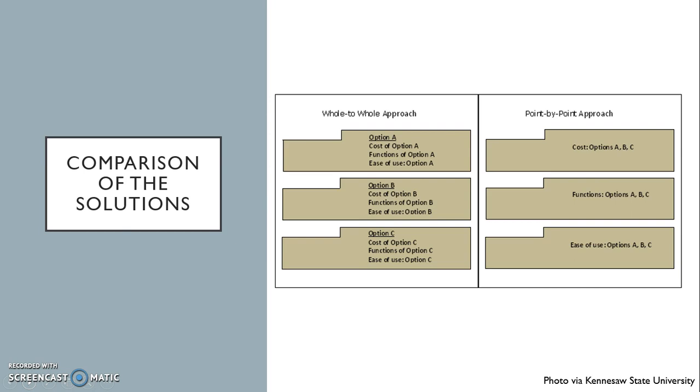The comparison section comes next, and there's basically 2 ways to compare. You can go a whole-to-whole approach or a point-by-point approach. A whole-to-whole approach is just talking about each option in its own paragraph. So if you're doing option A, you can say it's the most expensive, it's easy to use. Option B, you could say least expensive, not very easy to use though. Where a point-by-point approach, you would talk about the cost for all 3 options first, and then the functions for all 3 options in the next paragraph. Both are highly effective, it's just up to personal preference.